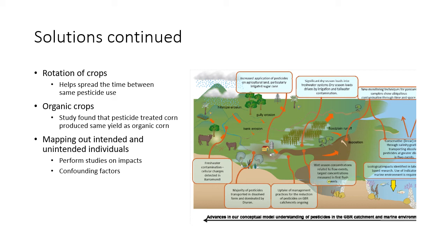In order to come up with a long-term solution, scientists need to map out intended and unintended individuals and how they are impacted by pesticides. By doing this, it helps determine confounding factors that aid pesticides and their impact on the environment. Only then will scientists be able to single out and come up with solutions to those confounding variables along with the impact that pesticides have on different organisms. By using more organic options, you are saving the world from the pesticide problem.